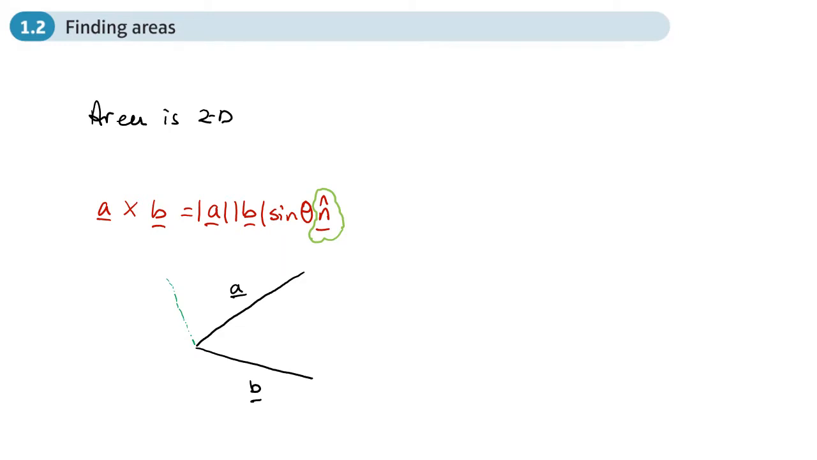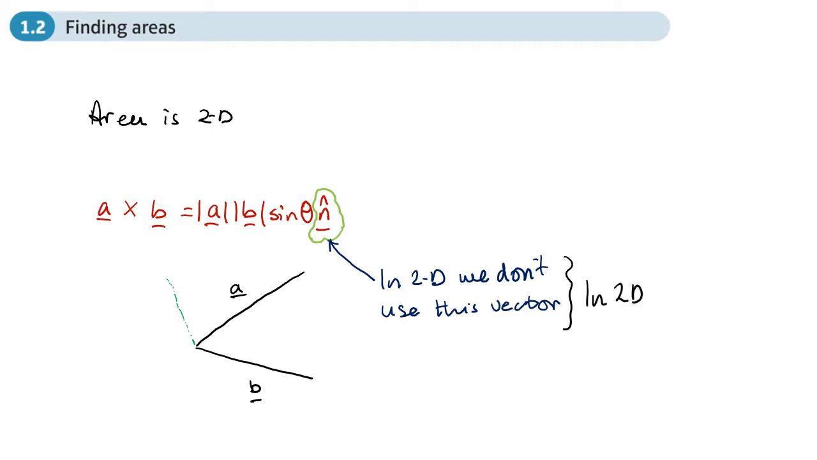So if we're only dealing in two dimensions, this vector becomes irrelevant, yeah? So in 2D, we don't use or need this vector here. So in 2D, to summarize, our definition for the cross product is going to be A cross B equals the length of A times the length of B times the sine of the angle between them.